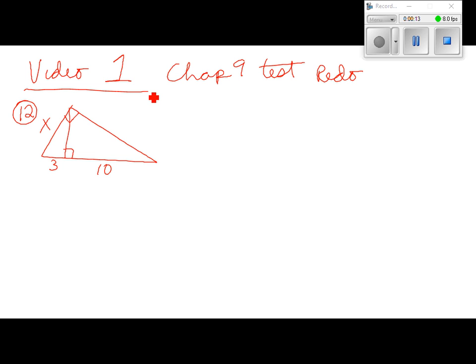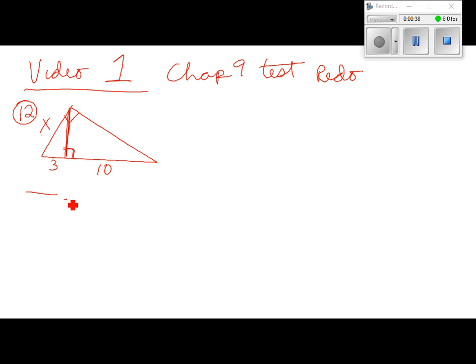Problem number 12 was the first one. I'm going to move very quickly on this. Remember, you have to show all your work, so show everything that I show. I look at this problem, and since it has this drawn in here, that's an altitude, so we're either going to use the altitude theorem or the leg theorem. In this case, we have an x for one of the legs of the big triangle, so that means we're using the leg theorem.